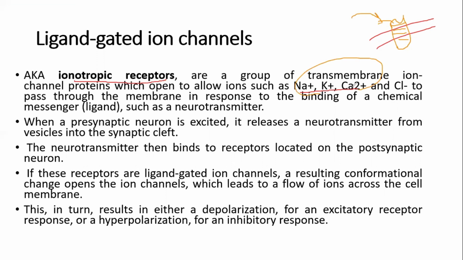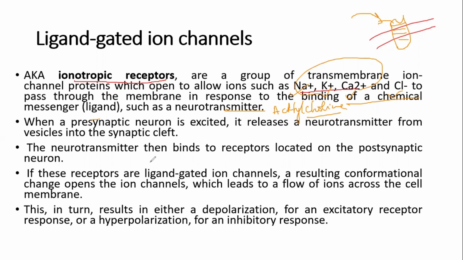Able to understand? Previously, it was the change in the membrane potential difference that made the channel open. Here, it is the binding of the ligand which opens the channel for ions like Na plus, K plus, calcium 2 plus, and Cl minus. Did you get the point? Yes, ma'am. The ions pass through the membrane in response to the binding of a chemical messenger, which is your ligand, such as a neurotransmitter. For example, acetylcholine, which is a common neurotransmitter.